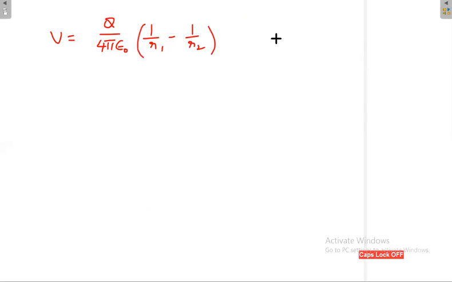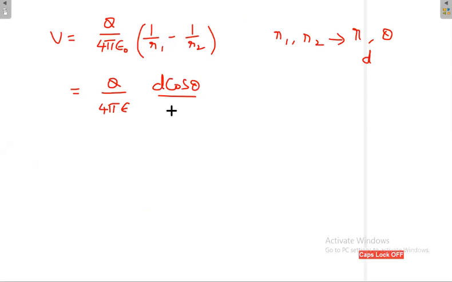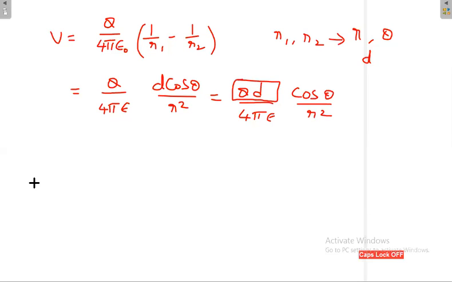And again, I've already told you R1, R2 can be replaced by R and theta. Anyway, D is also there. So R, theta, and D. Once you replace with the trigonometric mathematics, it is Q divided by 4 pi epsilon naught, D cos theta divided by R square. Sometimes they'll write QD by 4 pi epsilon cos theta divided by R square also, because the QD can be replaced by the dipole moment value.